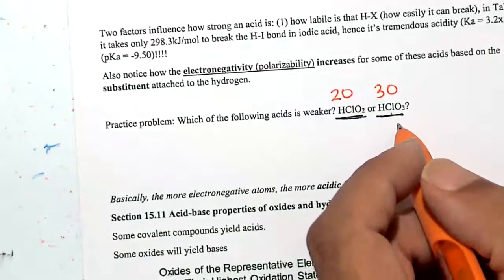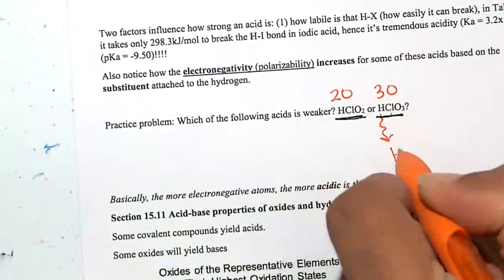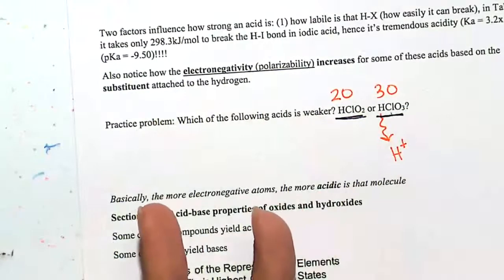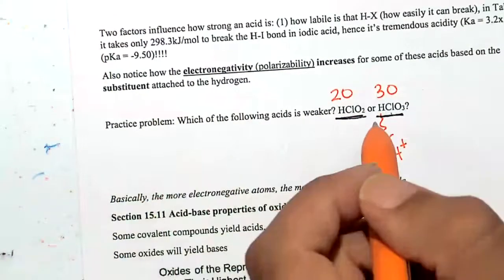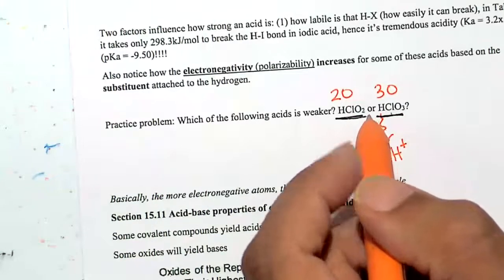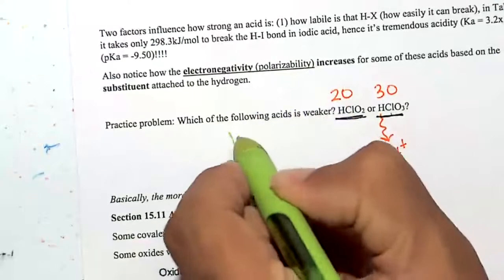So something that has 3 oxygens has more pulling power, which means this H plus can come off more easily. So what makes it a strong acid? Well, the 3 oxygens pull. The 2 oxygens, less pull. So this would be a weaker acid.